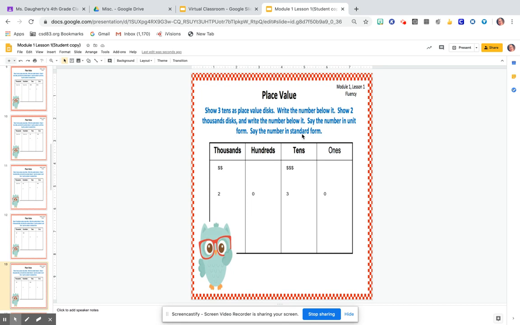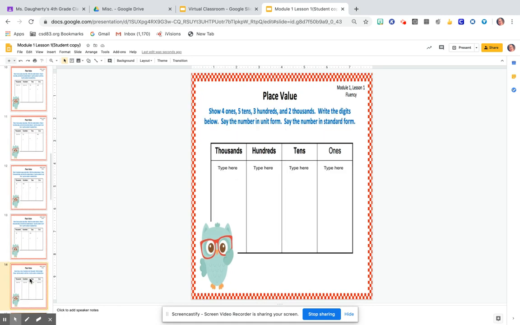But I would say the number in standard form like this. I've got $2,030. I wouldn't say I have 2,003 tens dollars, right? I have $2,030. I hope that makes sense. Okay. Oh, we got one more.